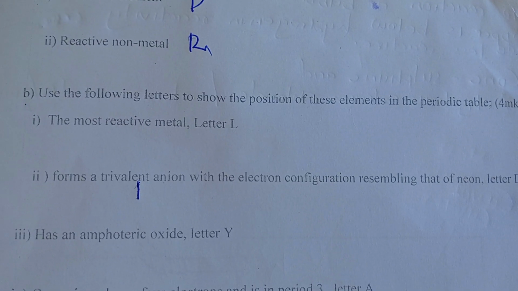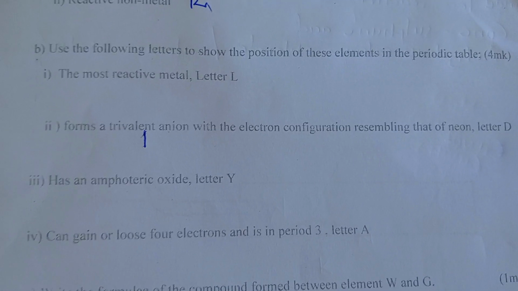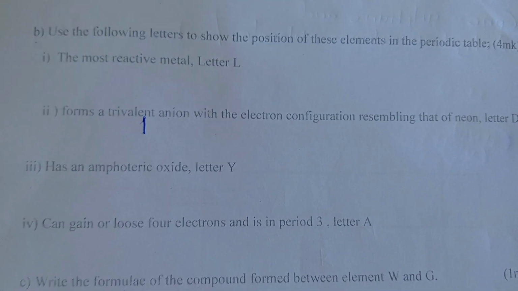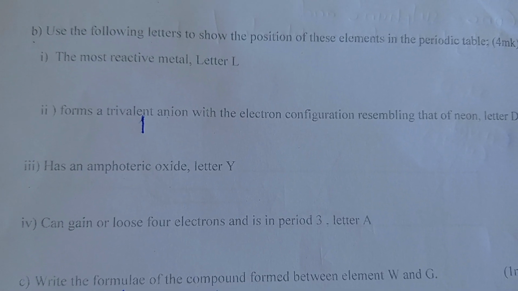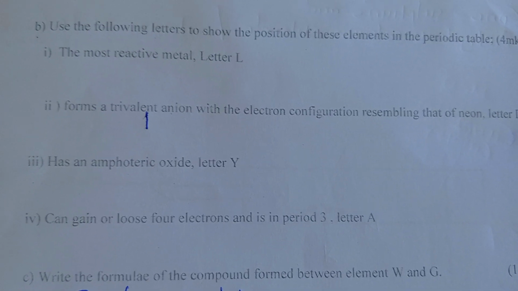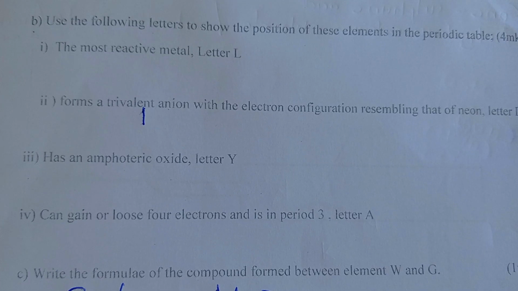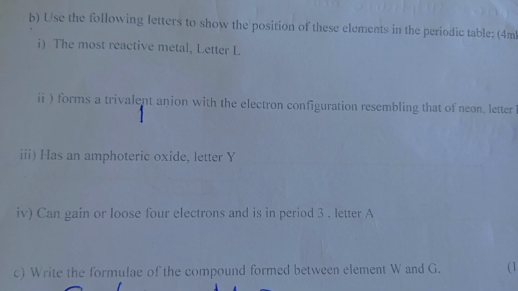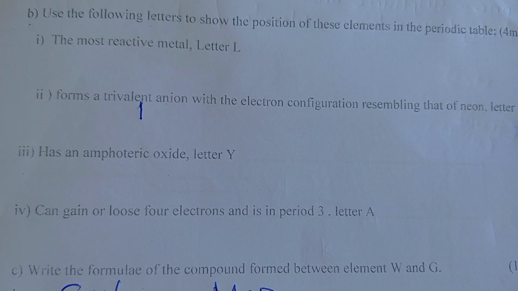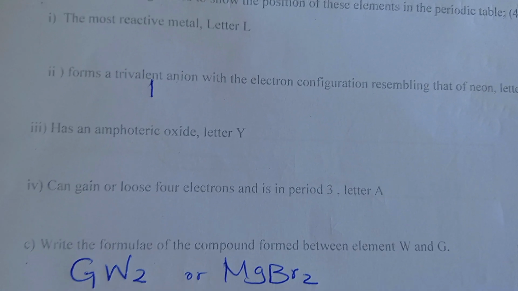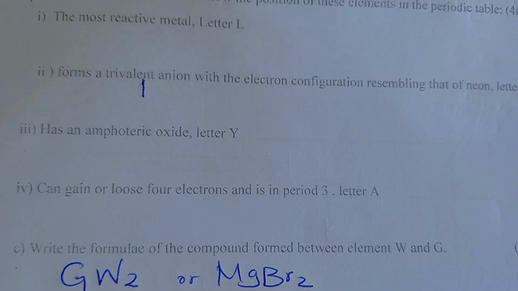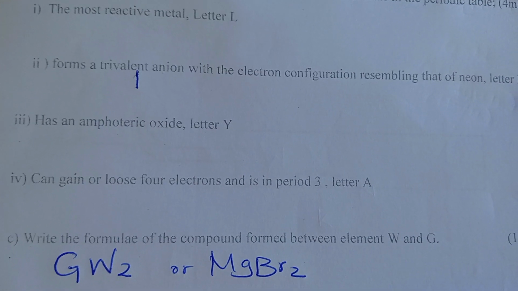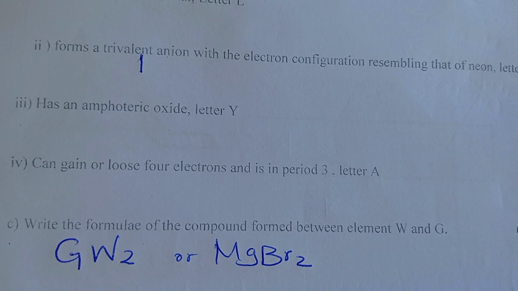And then you use the letters to show the following information. That one is represented in the periodic table. You look back at it. The most reactive metal represented by L forms a trivalent anion, has amphoteric oxide represented by Y, can gain or lose 4 electrons, and it is in period 3 represented by A. You look at them in the periodic table. That's where their position is. Then you write the formula of the compound formed between W and G.